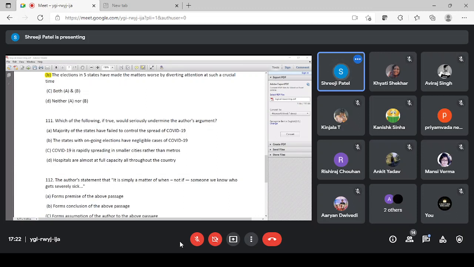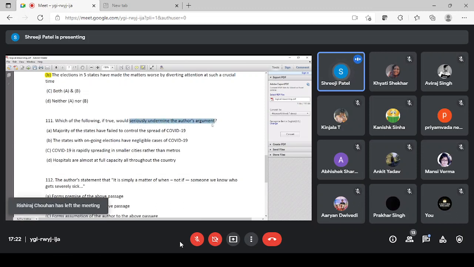Okay, so here we need to answer which option would seriously undermine the argument, meaning weaken the argument. So the option that would be against the intention of the author would weaken the conclusion of the author.